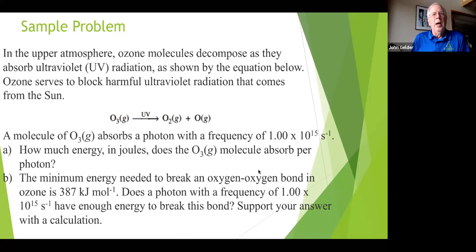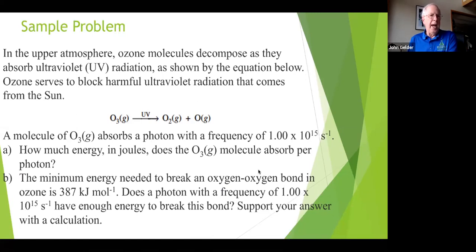And so when we typically look at this equation, we think in terms of moles, the chemical equation. But we've got to be a little bit careful with that in this particular case. And so we are told that a molecule of ozone absorbs a photon with a frequency of 1 × 10^15 seconds to the -1.